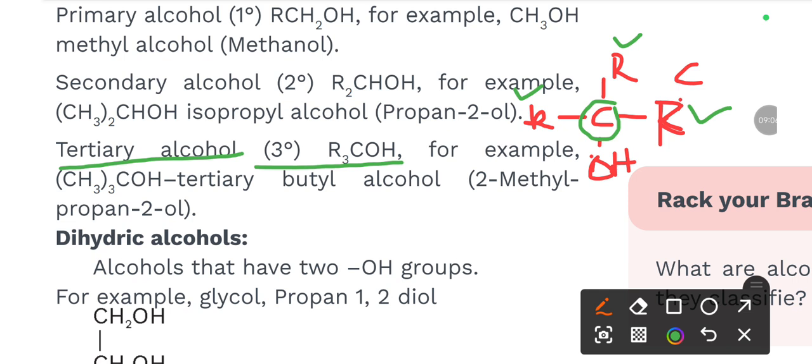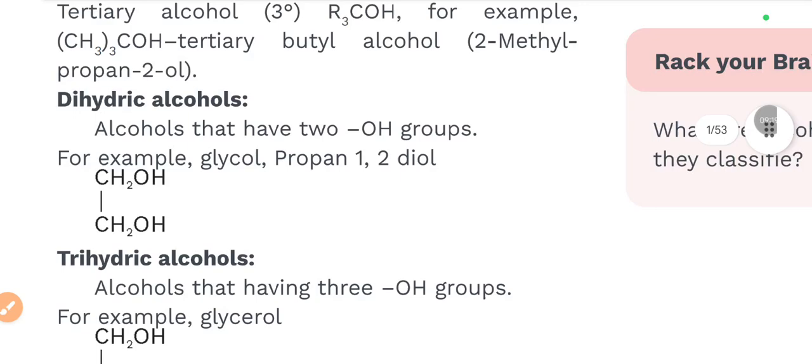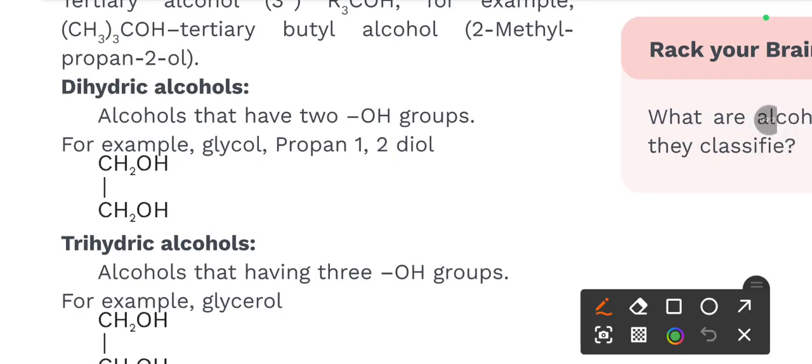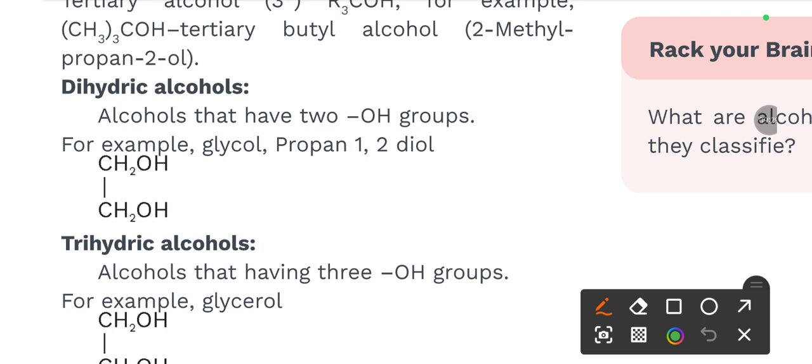Now coming to dihydric alcohols. So this classification was based on the number of carbons which are attached to the carbon which is holding the OH group. Dihydric alcohols are the alcohols in which 2 OH groups are present. For example, glycol. Very simple example is glycol. In this, 2 OH groups are present. That is why it is called dihydric alcohol. This is the structure of glycol.